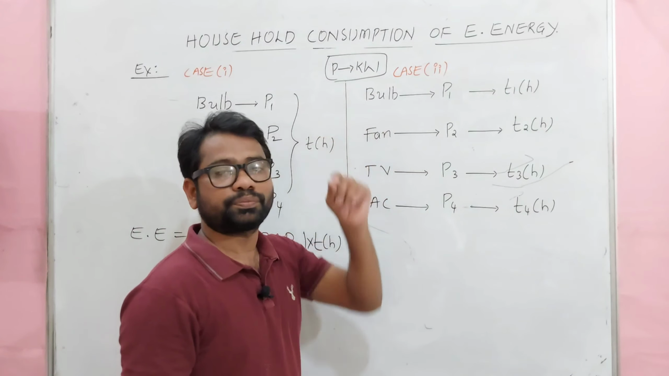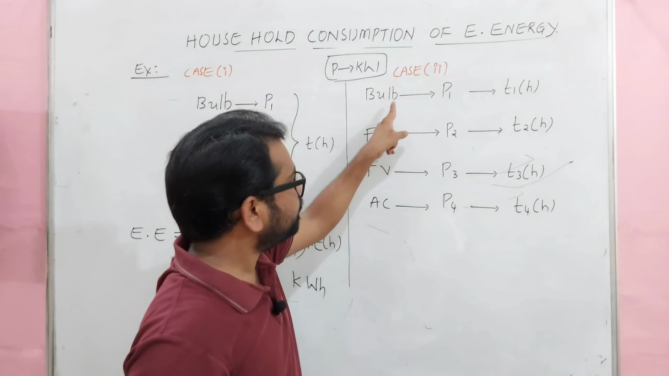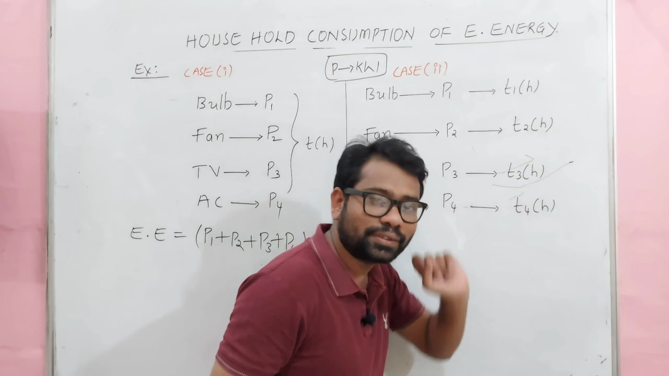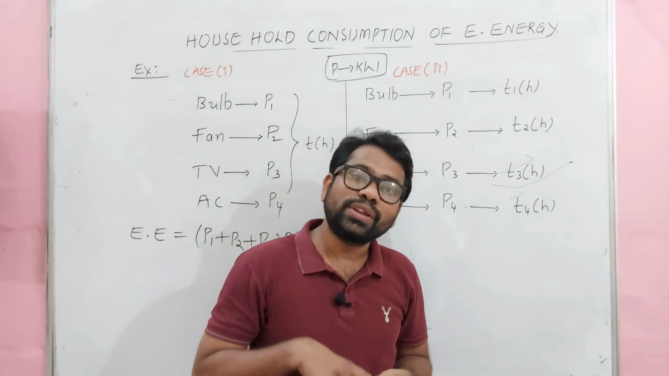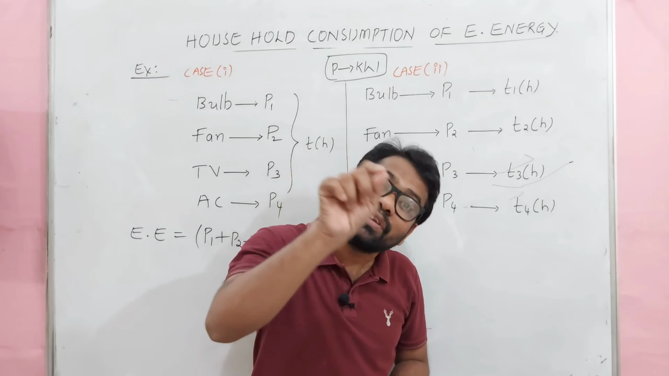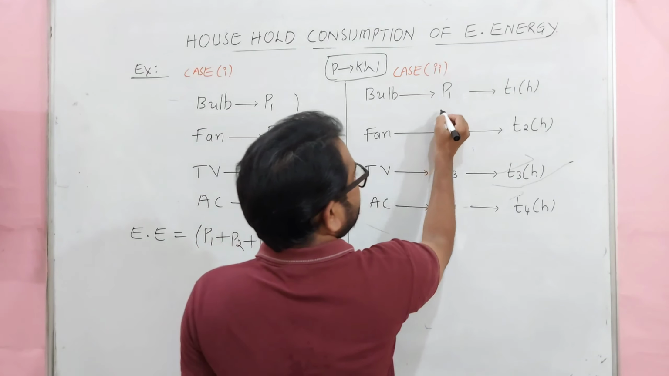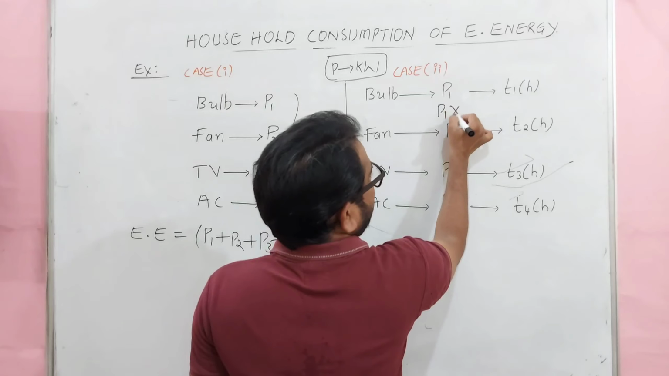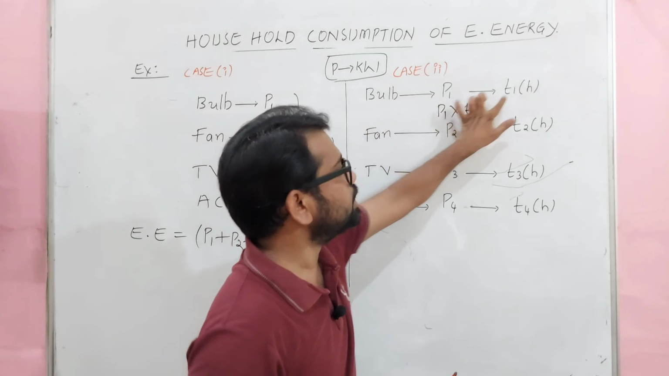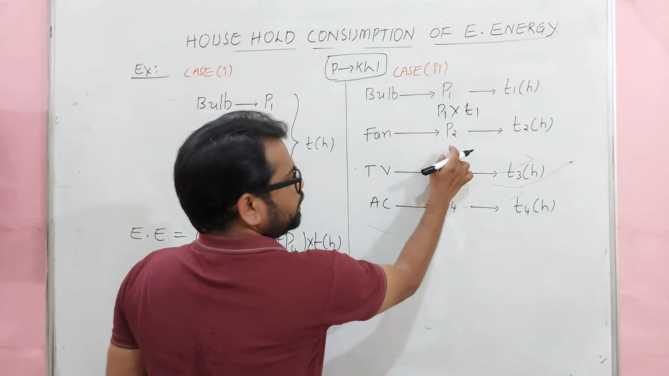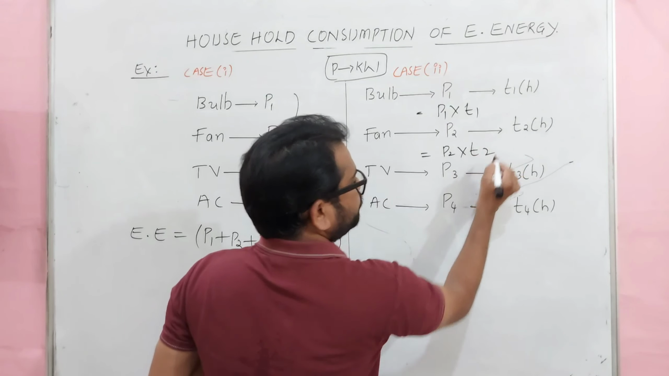Let us come to case 2. In case 2, children, this is the practical case where different electric appliances are used for different timings. Now let us see how to calculate. Children, we have to calculate the electrical energy individually. For this bulb, the electrical energy consumed is P1 into T1. Children, don't forget that here P is in kilowatt and time is in hours only. Keep that in your mind. For the fan, the electrical energy will be P2 into T2.